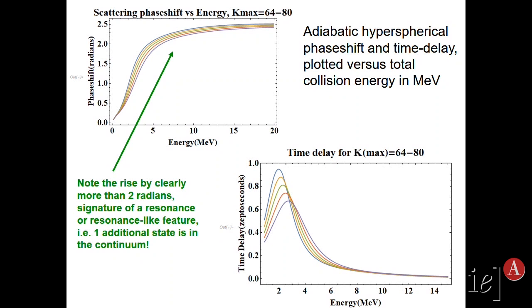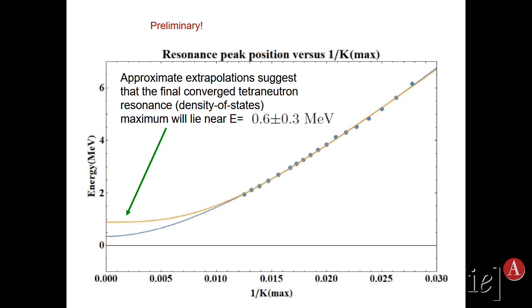If we try to extrapolate to full convergence, this is the trend we see for the resonance positions. Our most converged point is slightly below 2 MeV for the resonance or resonance-like position. But it seems clear that any reasonable extrapolation would come down to this sort of range. We quote a rough error bar on the extrapolation of around 0.6 plus or minus 0.3 MeV, as a function of the inverse of this maximum K. And of course, we're trying to get here the infinite basis.